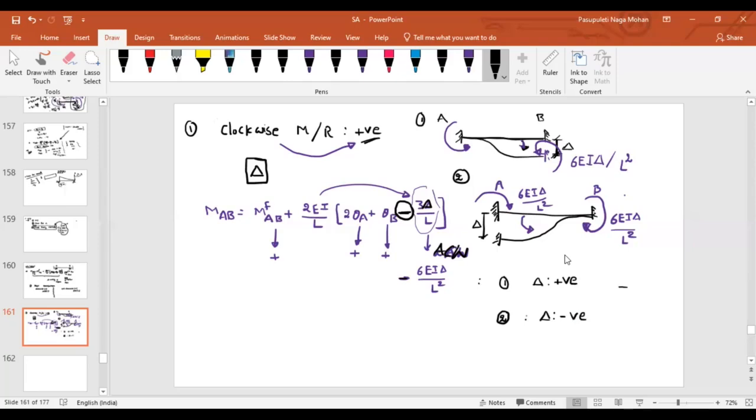Why? Because substitute this value in the equation, what will you get? If you substitute delta as negative, what will you get here? This equation, 2 theta A plus theta B. If you replace delta with minus delta, how much will you get? You will get plus 6 delta by L square, sorry, plus 3 delta by L. Positive we have considered for clockwise direction. Does it represent our case or not?